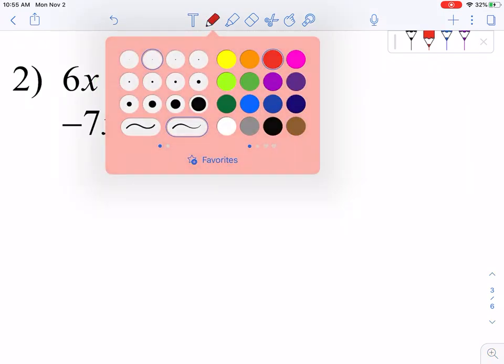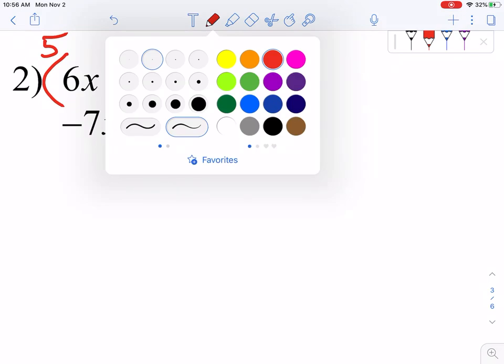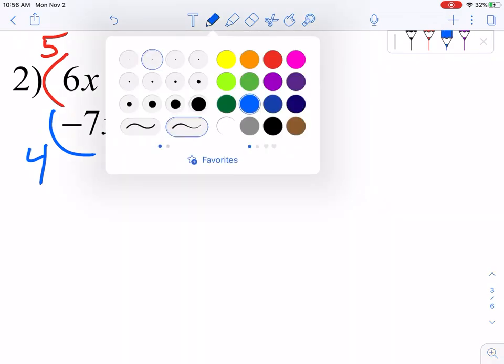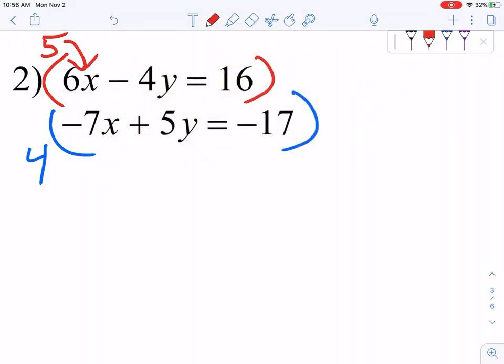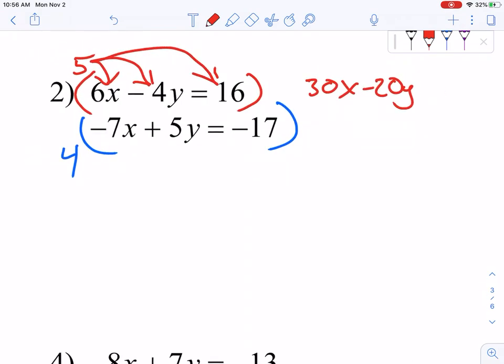I'm going to multiply my whole top equation in red by 5. I'm going to multiply my whole bottom equation in blue by 4. And I don't have to change the signs because I already have opposite signs, so I don't have to include a negative. So watch what happens. I do 5 times 6x to get 30x, 5 times negative 4y to get negative 20y, and 5 times 16 to get 80.